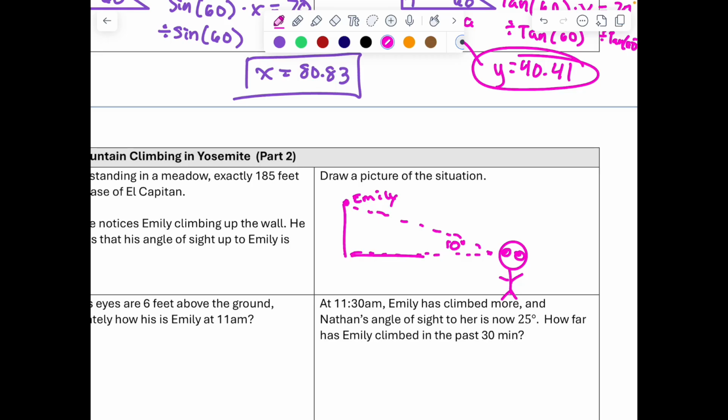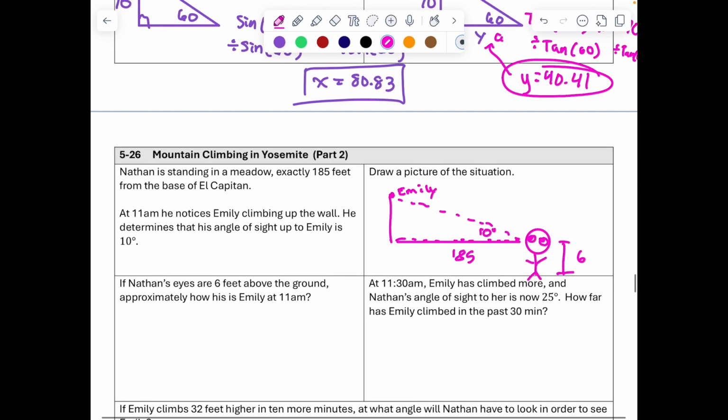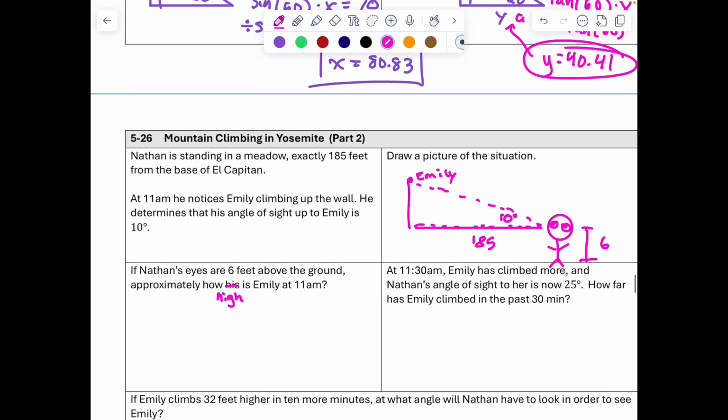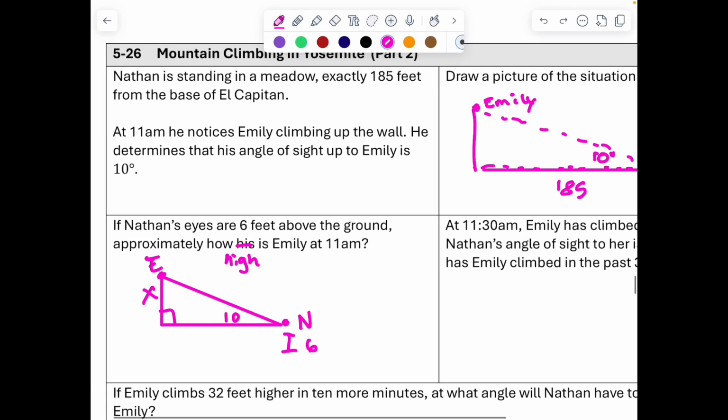And we know that he's standing 185 feet away from the base of El Capitan. So his eyes are 6 feet above the ground. So that's going to be 6. Approximately how, I think that should say how high is Emily at 11 a.m.? So we could go ahead and redraw this triangle. 10 degrees. Here's Emily up here. Here's Nathan's eyes down here. And just keeping in mind that that is 6 feet above the ground. We'll have to add 6 feet at the end. But we could go ahead and find how high Emily is right there.